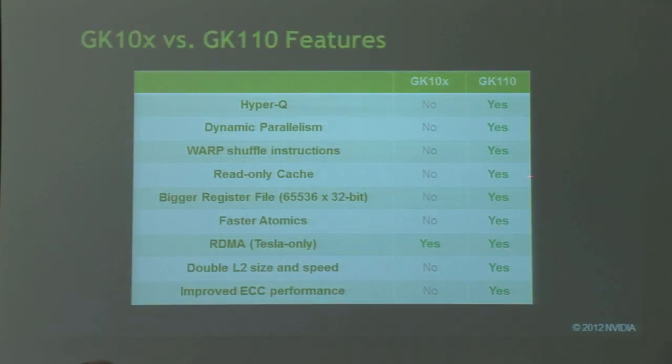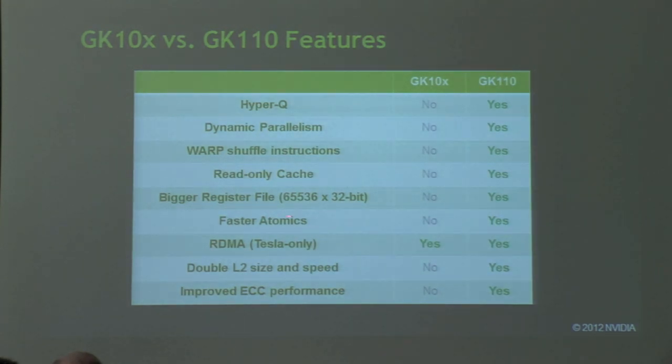We've just opened up access to that, so now you just say something's read-only, and the compiler will put it in the cache for you. A much bigger register file. We've more than doubled the number of registers available to each thread. In Fermi, a thread could only access 63 registers at a time. We've now upped that to 255. So a thread can get access to a lot higher number of registers now. Plus, we have a bigger register file.